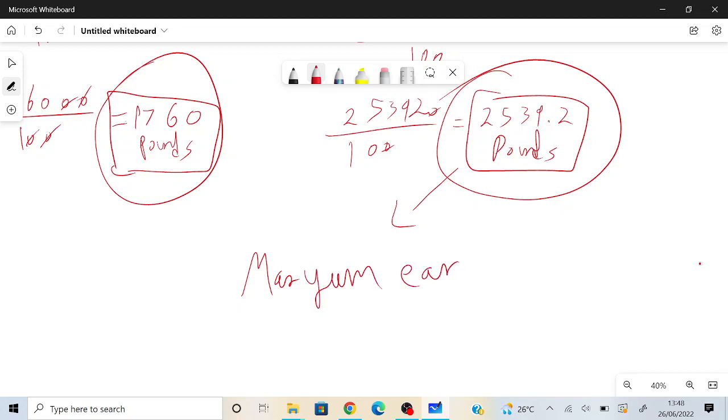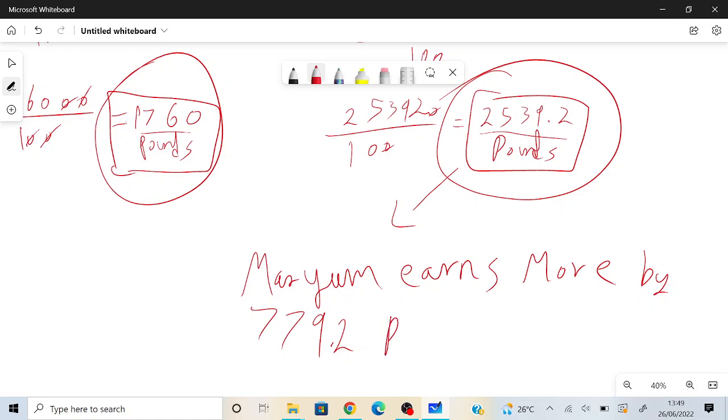And also, you should read the question carefully. If it asks by how much more she earns, all we have to do is just take this amount, subtract this amount, that is 2539.2 minus 1760. That should give you 779.2, so Miriam earns more by 779.2 pounds. And that is the final answer for that question.